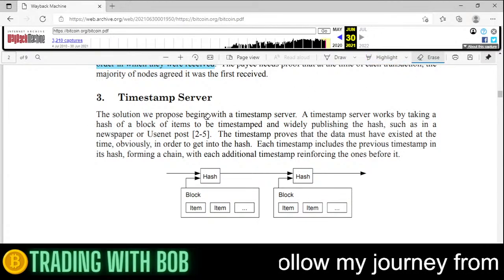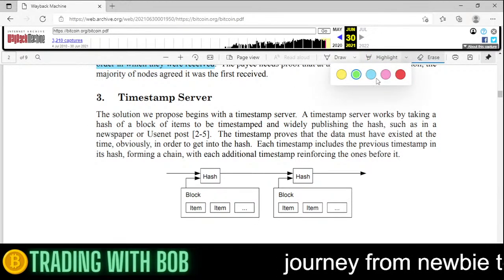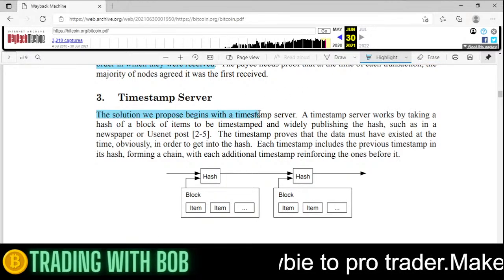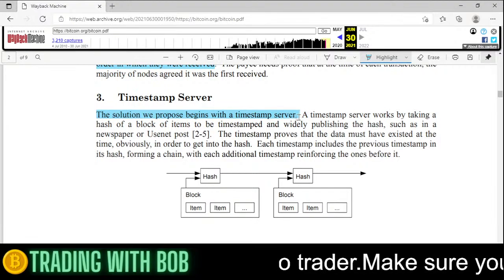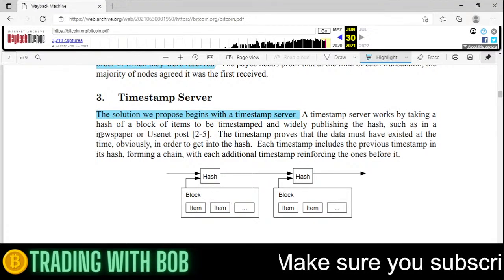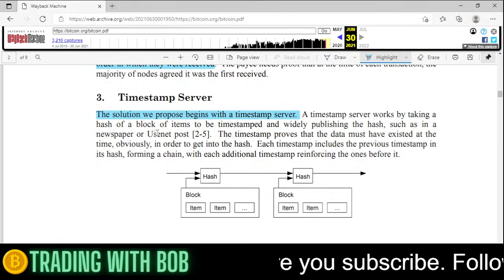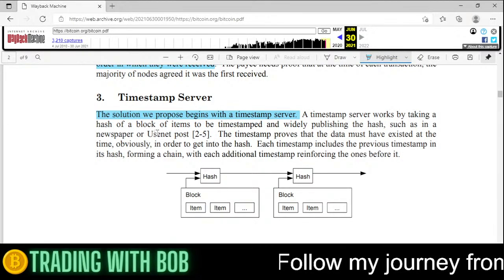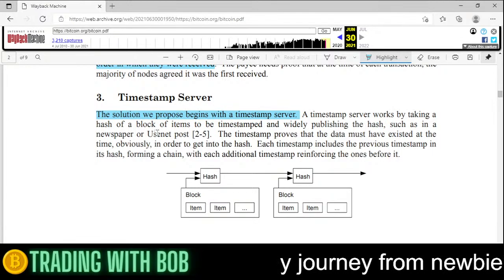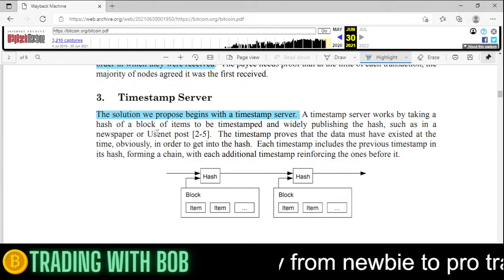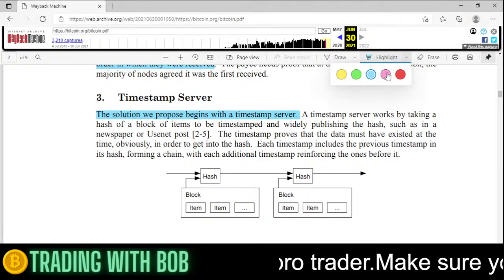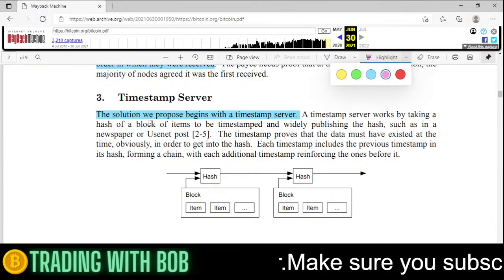The solution we propose begins with a timestamp server. Yeah, okay, this is just a fact. A timestamp server will work by taking a hash of a block of items to be timestamped and widely publishing the hash. Yeah, I don't know what hash means, so I'll make it pink.